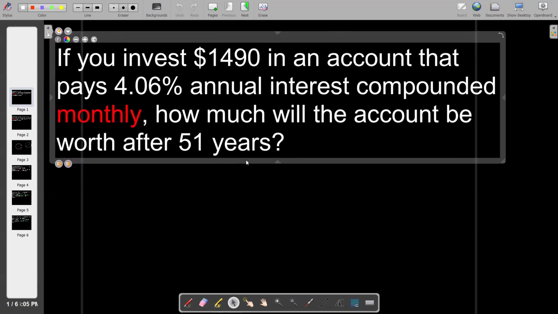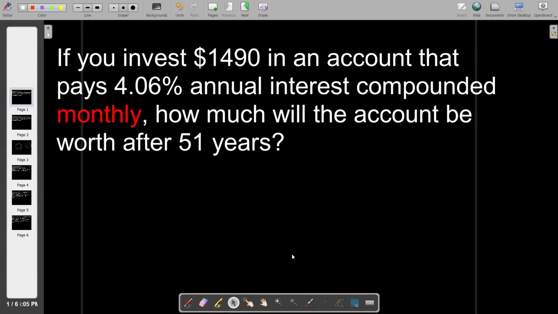I saw an opportunity today to talk about something I wasn't sure we would talk about: I don't think you should write it all down. I think you should get to the main ideas. So what is P? How much are we investing? I would write down that P is 1490. That's going to be the meat and potatoes. And then what is the annual interest rate? That's worth writing down. How often is the interest compounding?